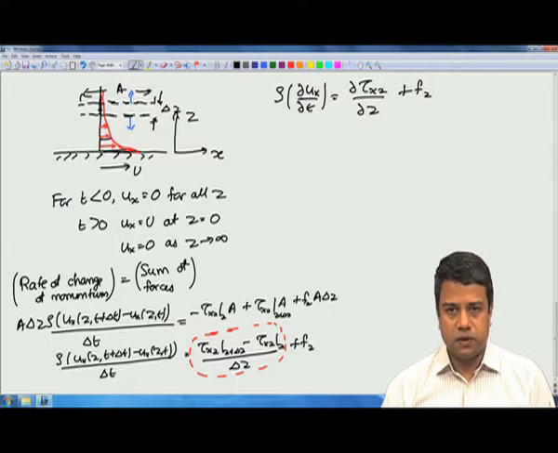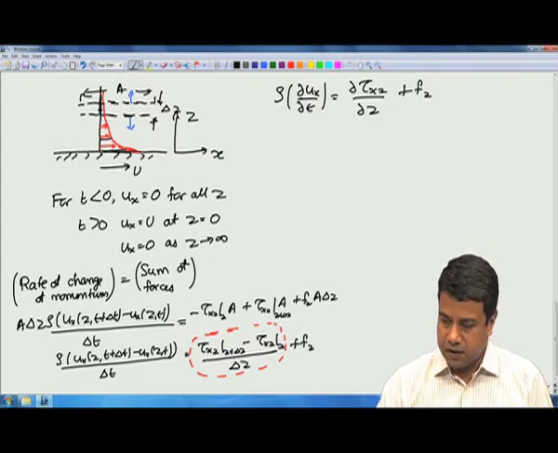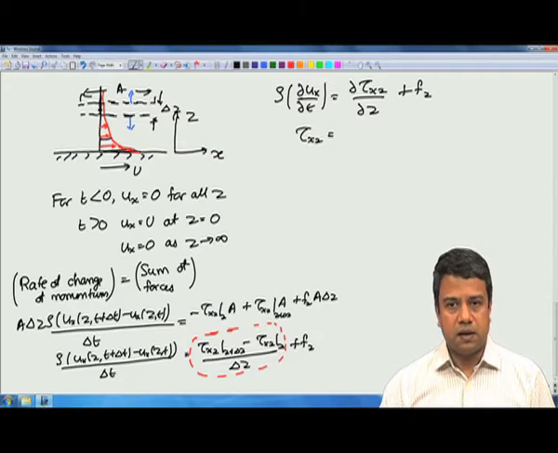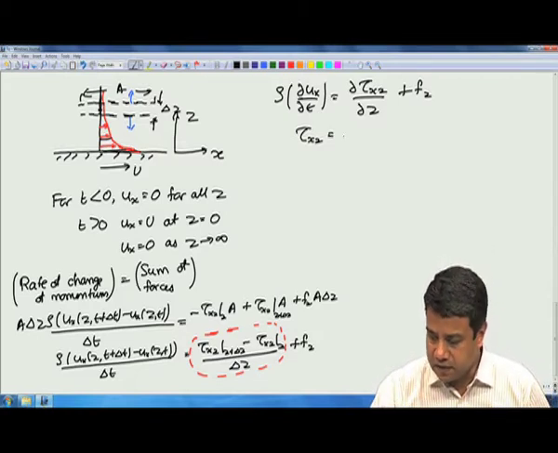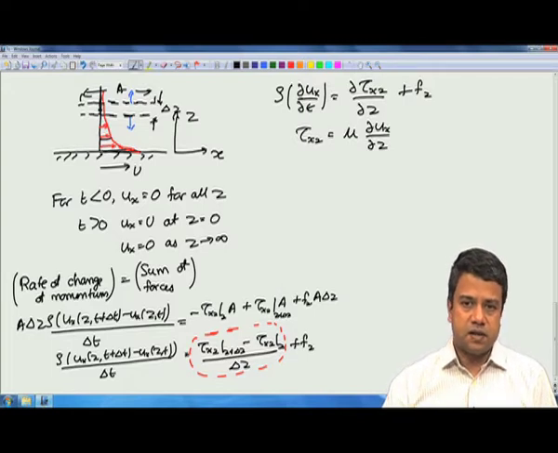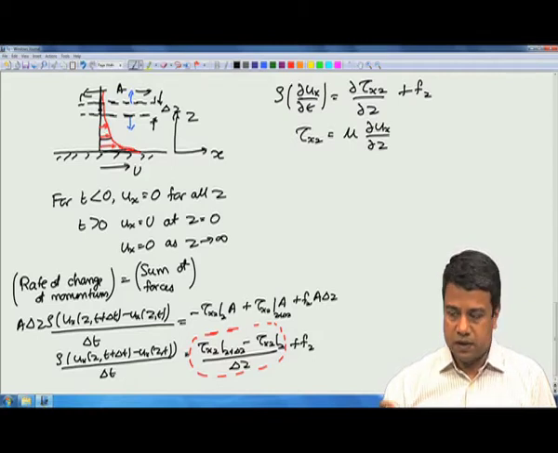Now, we use Newton's law of viscosity, the constitutive relation for the shear stress. If you recall, I had said that in the case of Newton's law, we have to write the stress as plus mu times partial ux by partial z, because the force is considered positive if it increases the momentum of the volume below. That was the reason.